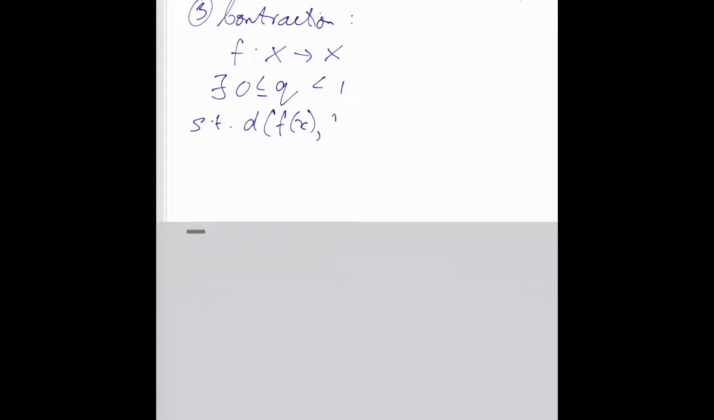Step 3, let's define a contraction. So this is for a function f which maps x into itself. There is a number q between 0 and 1 such that the distance between f of x and f of x prime is less than or equal to q times the distance between x and x prime for all x and x prime in x.